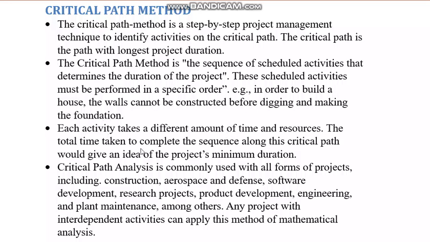The total time taken to complete the sequence along this critical path would give an idea of the project's minimum duration. You see, if you are building a building, there are so many activities involved. When all those activities are completed, then only we can say the building of the house, the project, is done. If we add up all those things, then you will get something called the project duration.